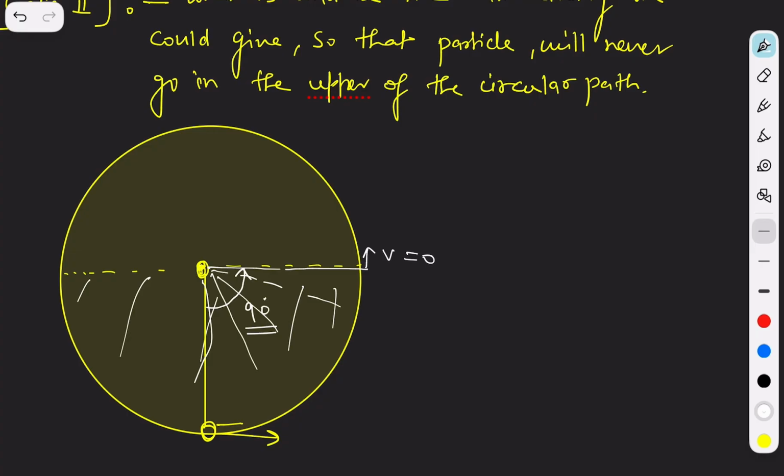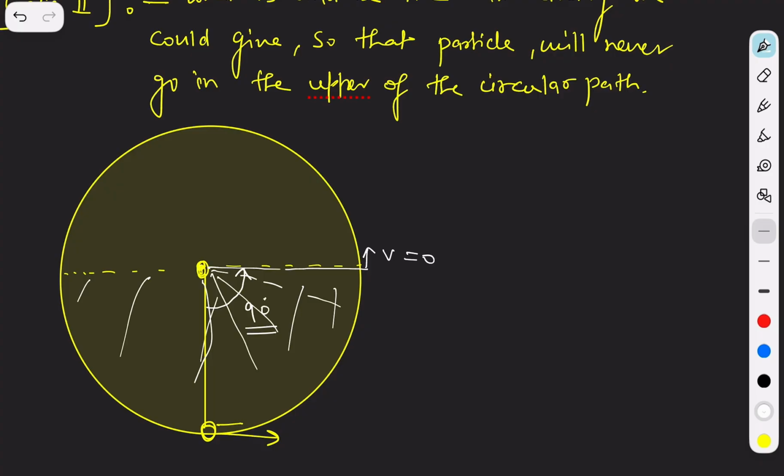So, guys, when it goes up to 90 degrees, at that point of time the velocity should be zero. Means velocity should not be non-zero. If velocity is non-zero, the particle will go in the upper half. But if velocity is zero, it will stay in the lower half only, or reach the boundary of the lower half.